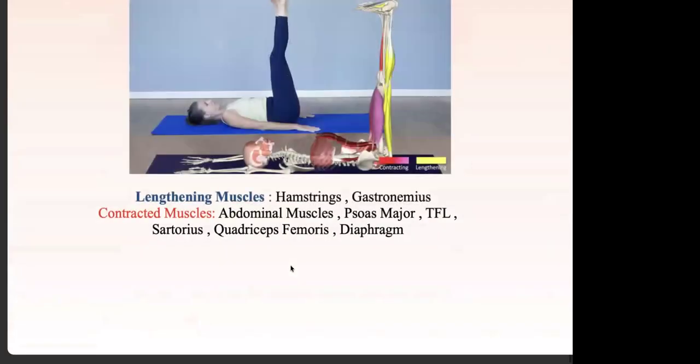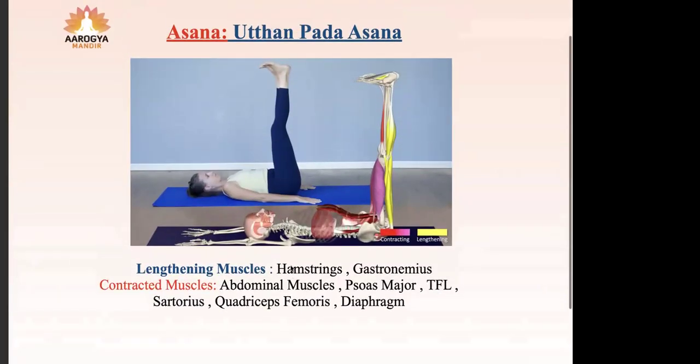Coming to the next posture. This posture I had earlier done in my introduction class also, but as we are dealing with the forward bending postures, I am revisiting this posture for you. In this, the lengthening muscles can be clearly seen: the hamstrings and the calf muscles, the gastrocnemius, and the contraction is at the front of the body.